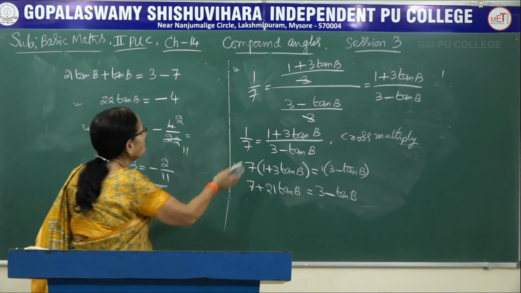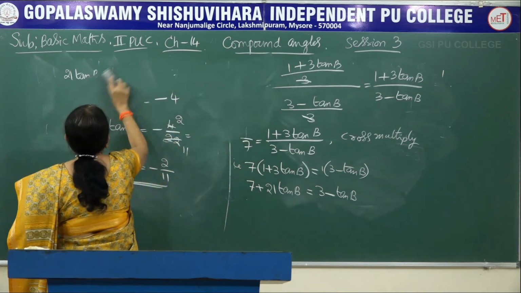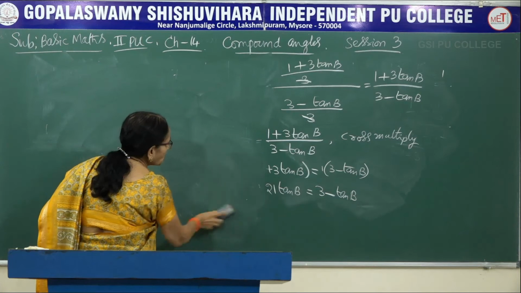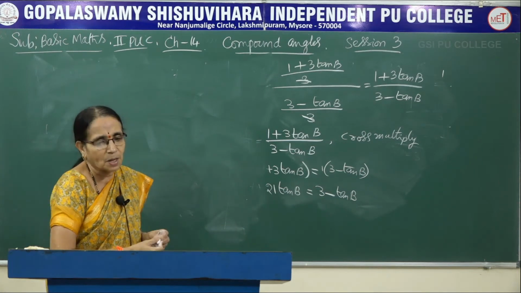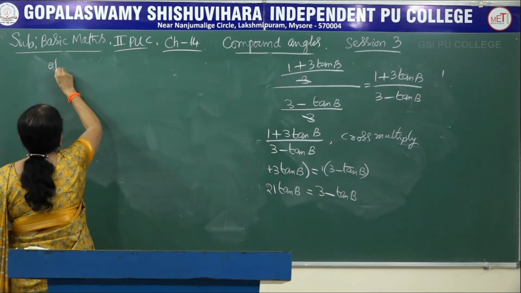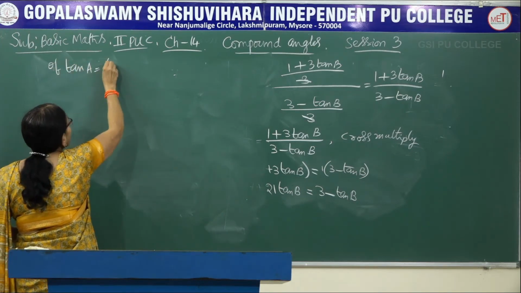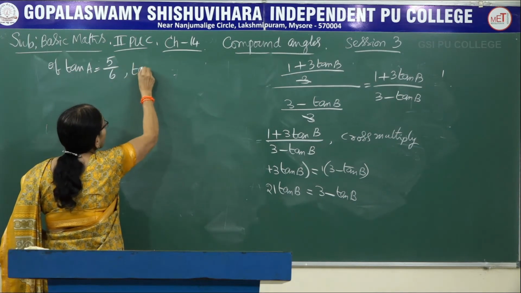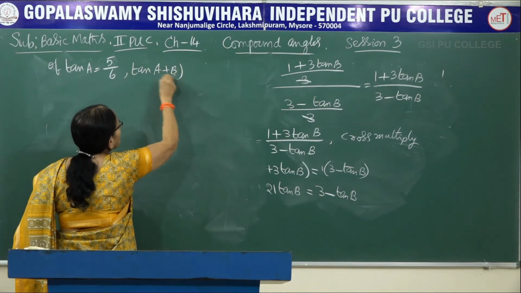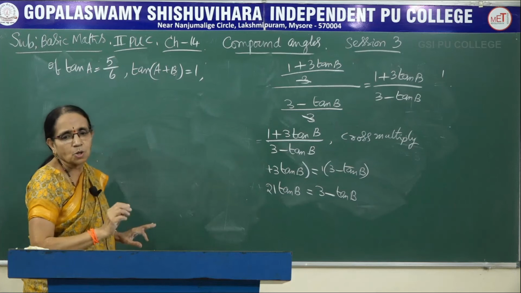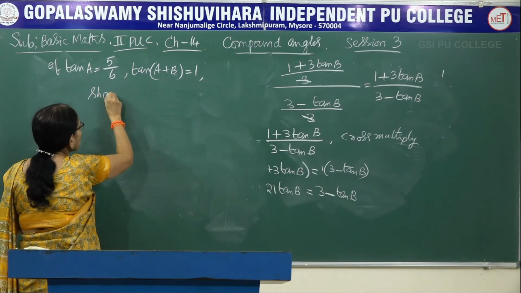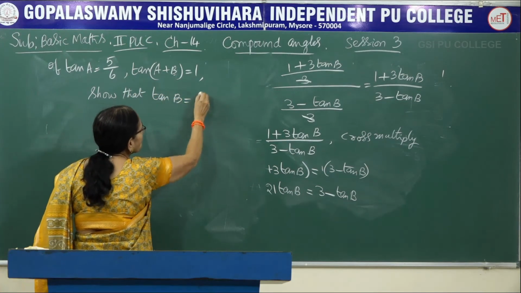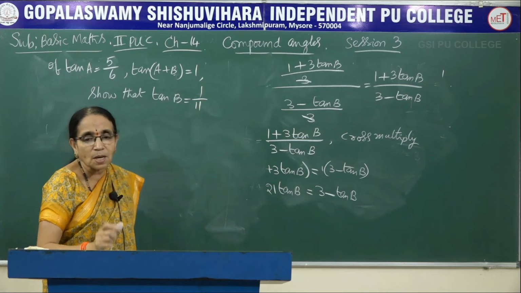Now we move on to the next problem. Next problem also we have the same data. Tan A is given, tan of A plus B is given. We are supposed to prove that tan of B is equal to some number. So, if tan A is equal to 5 by 6, tan of A plus B is equal to 1, show that tan of B is 1 by 11. So they have given the answer already.